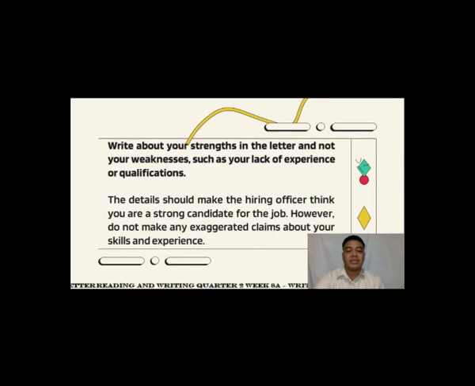Write about your strengths in the letter and not your weaknesses, such as your lack of experience or qualifications. The details should make the hiring officer think you are a strong candidate for the job. However, do not make exaggerated claims about your skills and experience. However, if you notice in our previous example, we wrote there, "Although I am a new graduate," or "I may not have that much of an experience," but that actually does not run contrary to this tip.